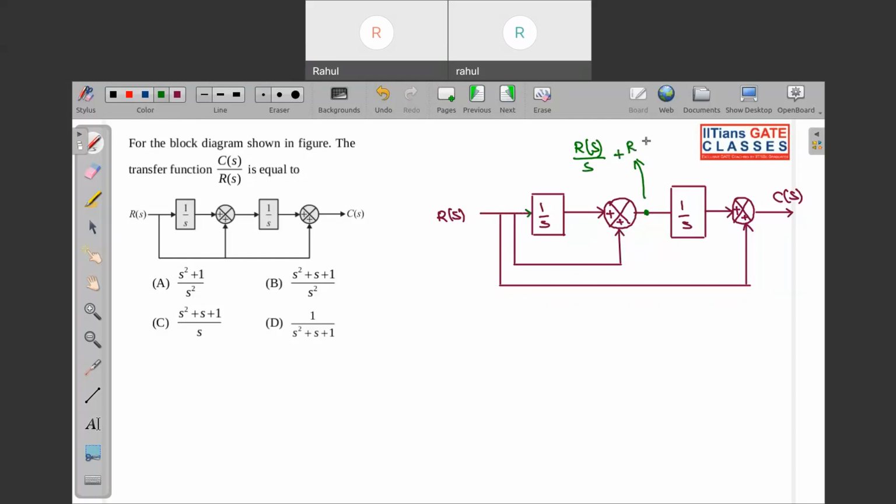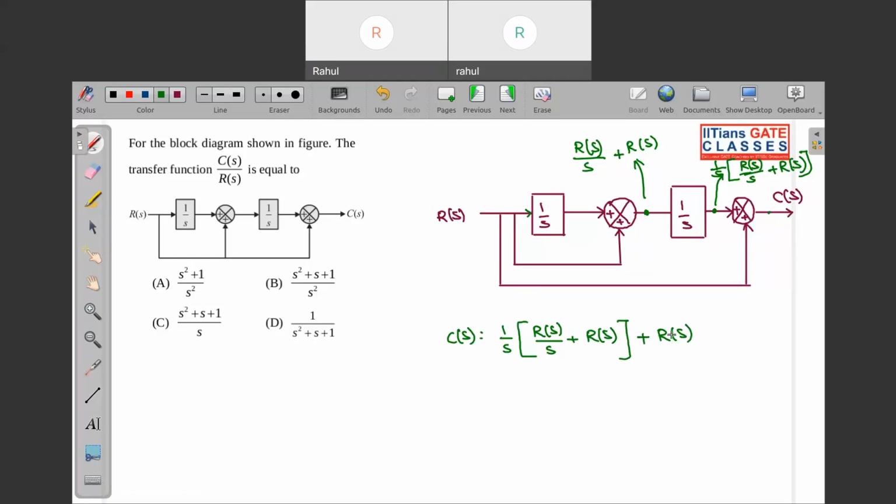So this 1 by s along with this R(s) is coming over here. Now this will be multiplied over here, so this will be 1 by s multiplied with R(s) by s plus R(s). And over here, one more R(s) will be added. So I am going to write it: C(s) is equal to 1 by s into R(s) by s plus R(s), plus R(s). This R(s) is also coming over here.